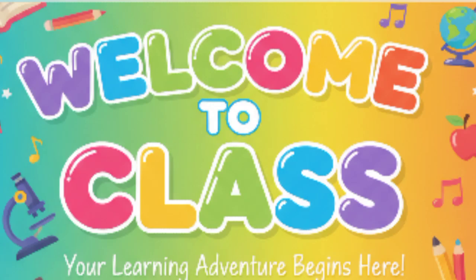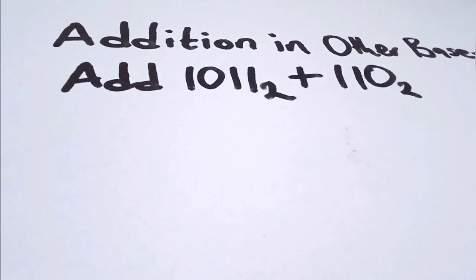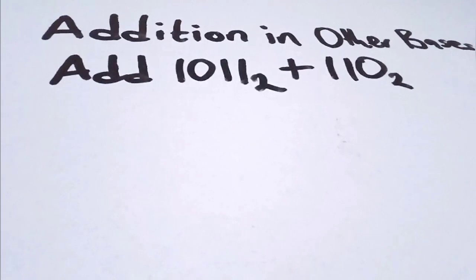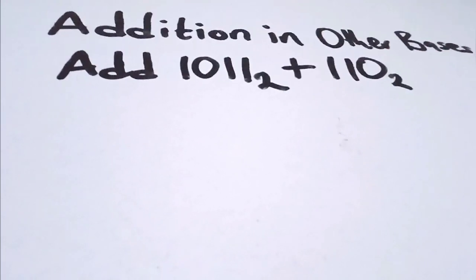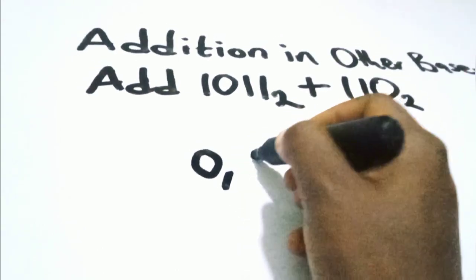In today's lesson, we're going to be looking at an important topic: addition in other bases. Our topic says addition in other bases. Like we all know, each base has digits. We have base 2. What digits do we make use of in base 2? In base 2, we have only two digits, 0 and 1.